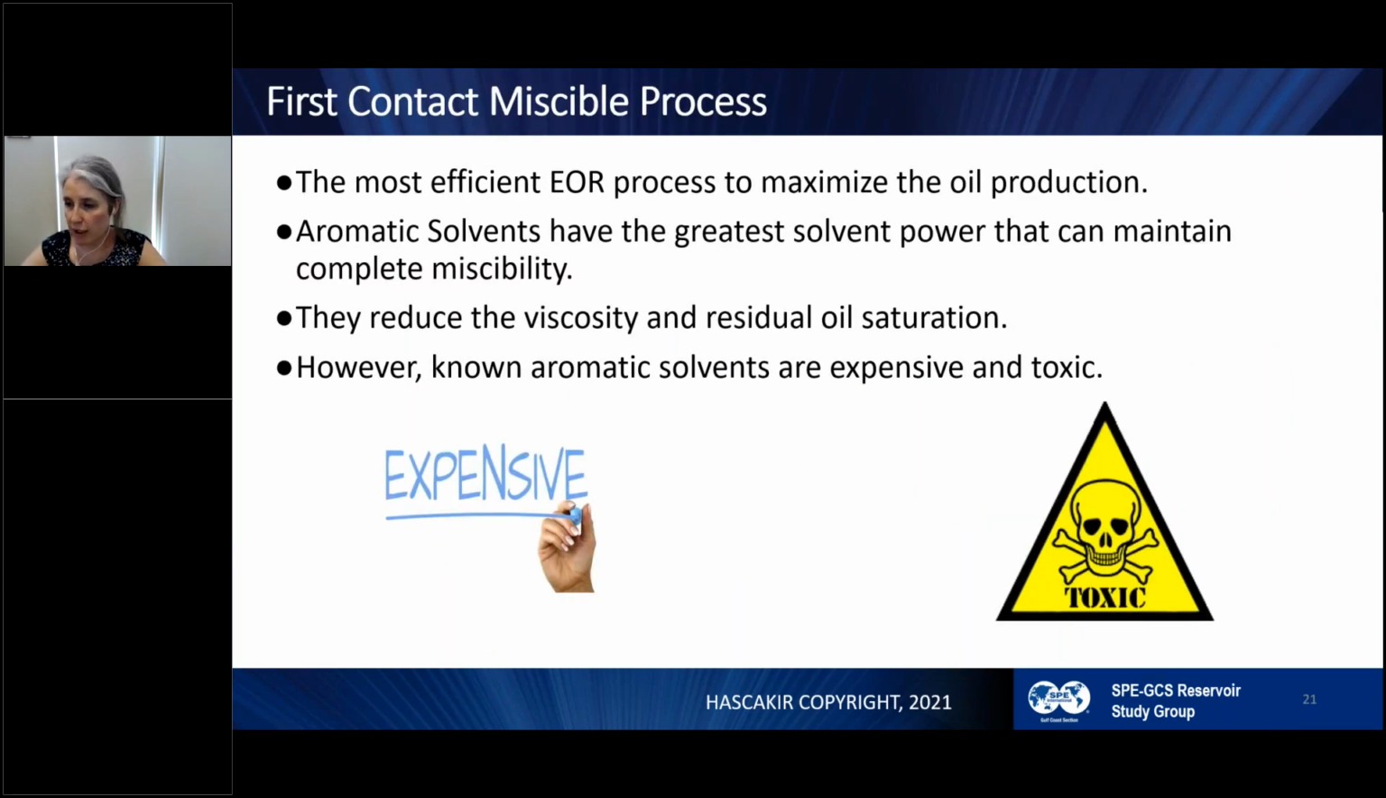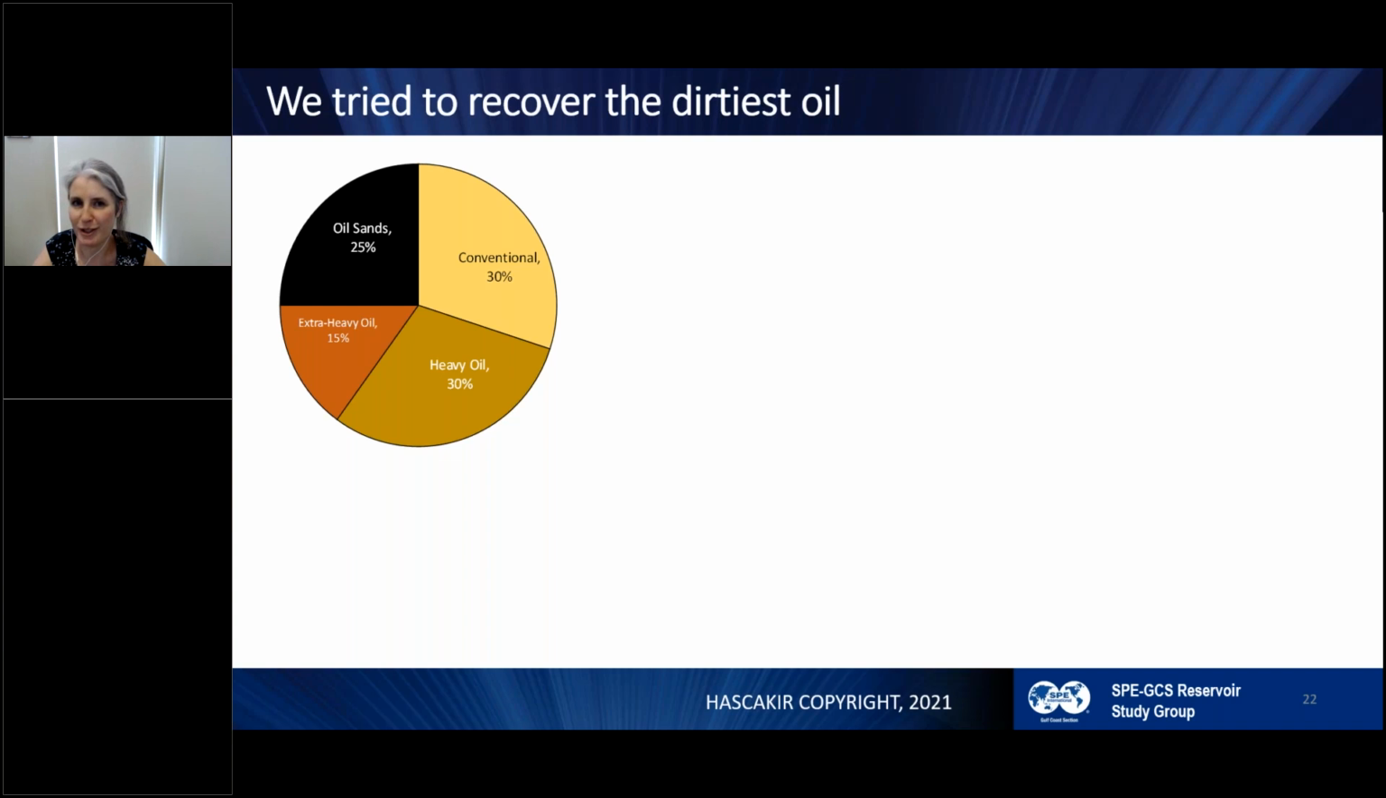So what we said, first contact miscible processes are the best miscible processes to get the maximum oil production. And what we have seen is that aromatic solvents are giving the highest oil recovery because of their high solvent power. And they are reducing the viscosity of the oil and reducing the residual oil saturation significantly. But our problem is these are expensive chemicals and they are toxic chemicals. So we said, okay, we would like to have more challenge and we would like to recover the dirtiest oil by using some environmentally friendly solvents.